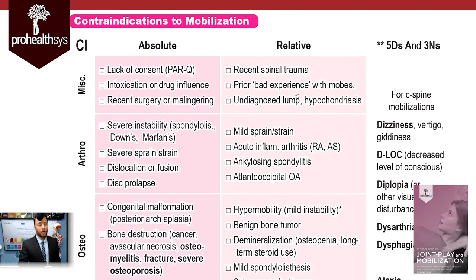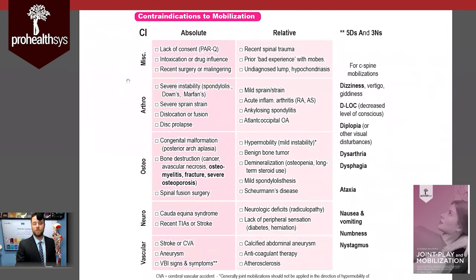We're going to go through one by one the contraindications, and you need to be able to recite these contraindications on an exam if you were asked to do so. In fact, what I'll usually do for the exam is I'll ask one person for a list of absolute contraindications, one from each category, and I'll ask one person for a list of relative contraindications, one from each category. Let's go ahead, Alex. Categories are miscellaneous, arthro, osteo, neuro, and vascular.